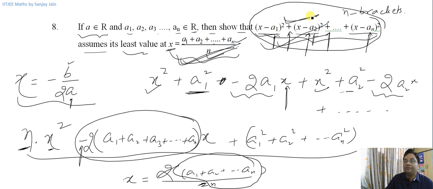This expression will obviously have its minimum value or least value at x equal to minus b by 2a, because the coefficient of x square is positive, right? Coefficient of x square in the expression is n, which is positive because I have obtained it by adding 1 plus 1 plus 1 up to n, so 1 is added n times. All right.